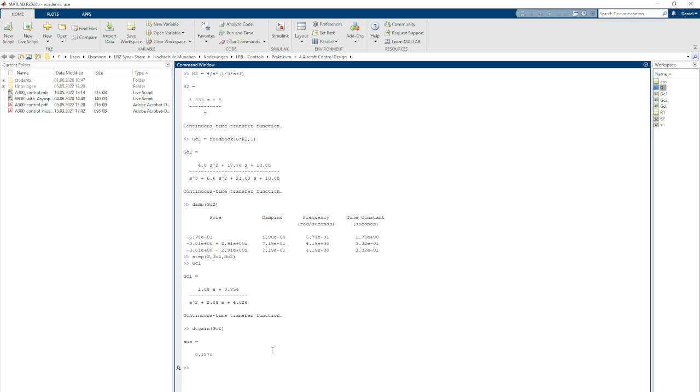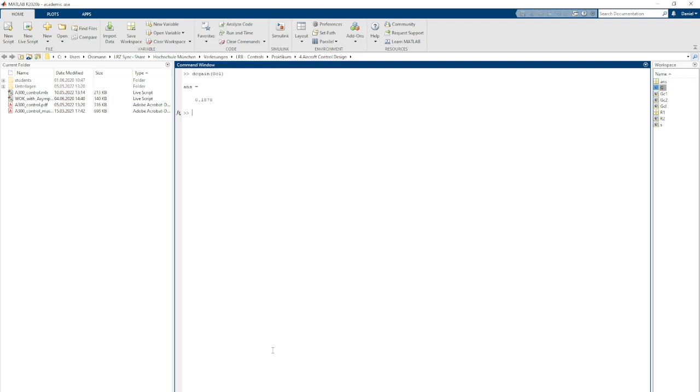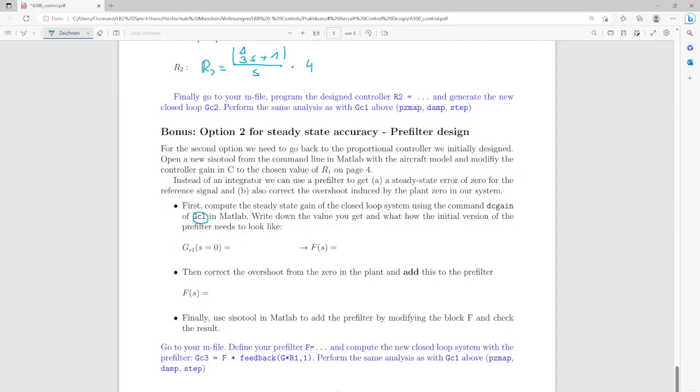It's 0.187. Okay, so let's do this one more time. It's up here. We can write that down. Okay, so 0.1878. If we correct for that, we are simply going to invert this gain here, and we get 5.3. Okay, remember we did that last time, the idea of inverting the closed loop gain to get steady state accuracy.